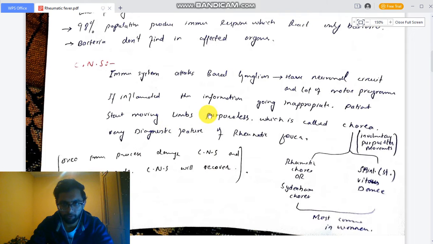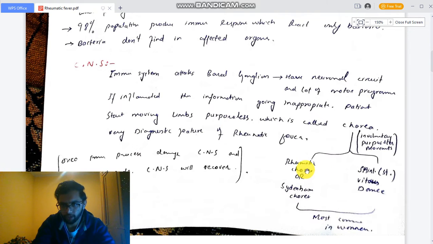If inflamed, the information goes inappropriately, and patients start moving limbs purposelessly, which is called chorea. So basically, in our CNS we have some motor programs like the basal ganglia; if this is affected, then all the motor programs will be disturbed. So patients start purposeless movement like chorea. Chorea is when patients start movement without any purpose, randomly moving their limbs. So this is called chorea, which is a very diagnostic feature of rheumatic fever.